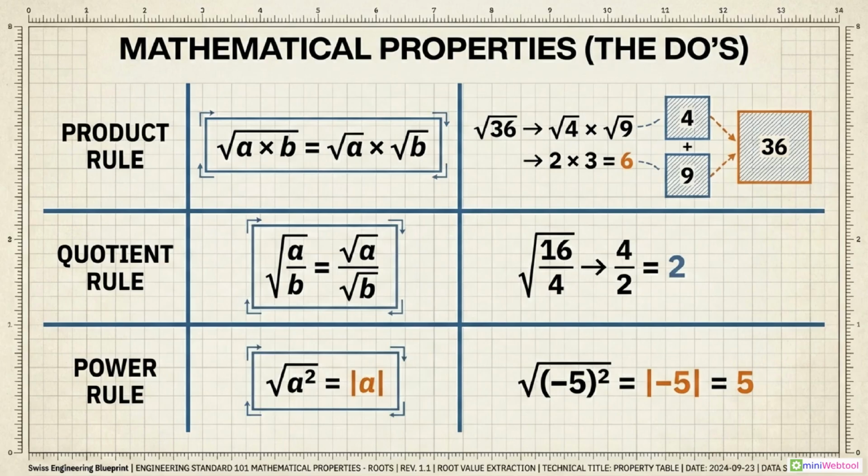Square roots follow key mathematical properties. These include the product rule, which allows you to separate the square root of a product, the quotient rule for division, and the power rule, which results in the absolute value of the base.